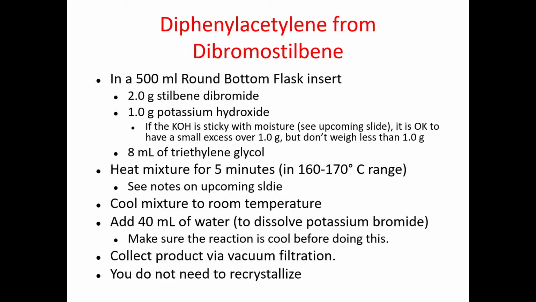So just going over the step-by-steps, starting with a 500 ml round bottom flask, we'll be adding our 2 grams of stilbene dibromide and 1 gram of potassium hydroxide. When you work with potassium hydroxide, you might notice that it could be a little bit sticky, and that is okay. Really, we just want to make sure that we have enough to get the whole reaction to completion, as well as adding 8 ml of triethylene glycol.